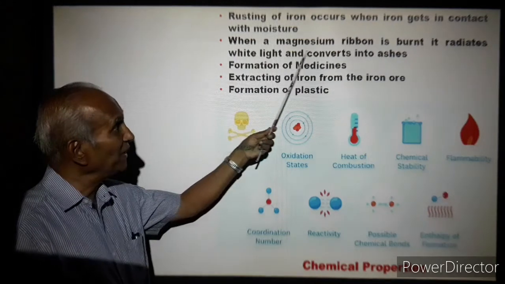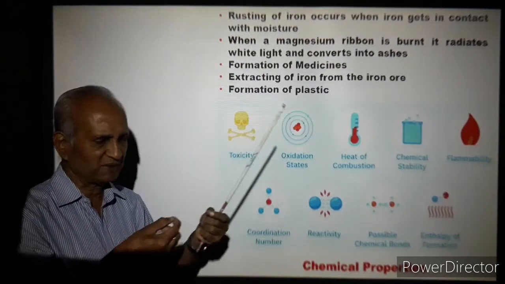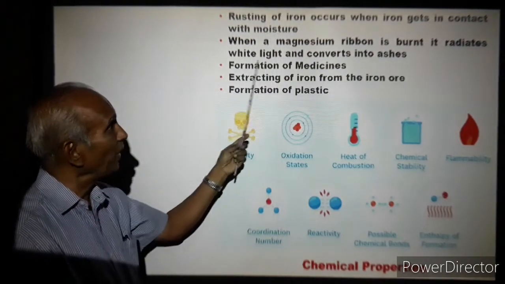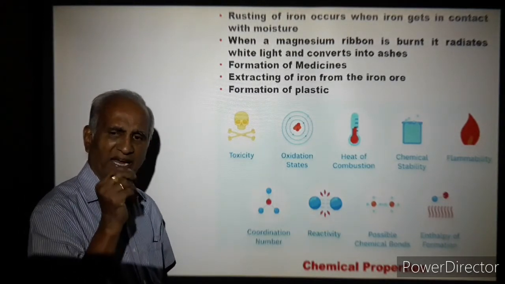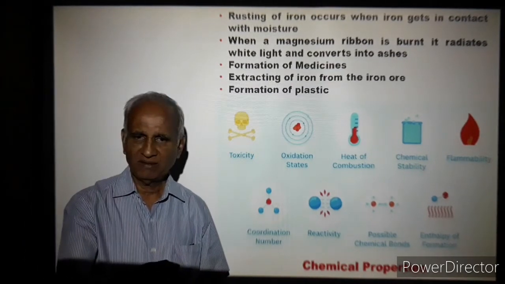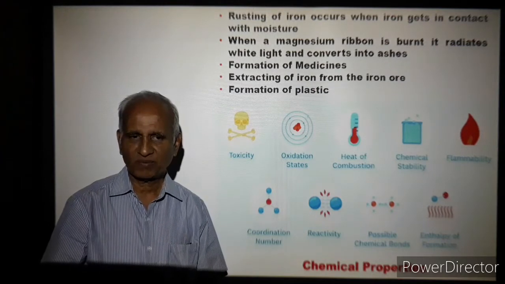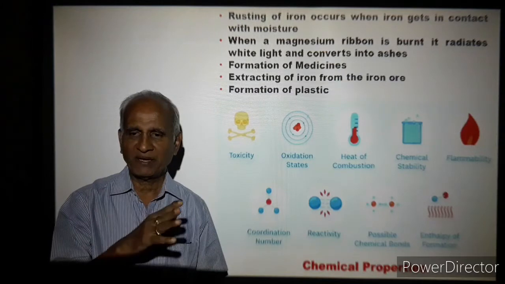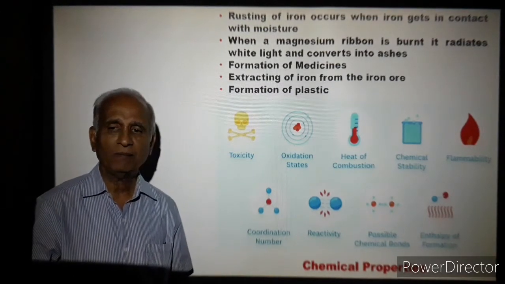Second one, when a magnesium ribbon is burnt, magnesium metal comes in the form of ribbons. When you burn it, it radiates white light and converts into ashes. It burns bright white. Magnesium ribbon, if you hold it in the flame, it catches fire and it will burn with dazzling light, and magnesium combines with oxygen in the air to give magnesium oxide.